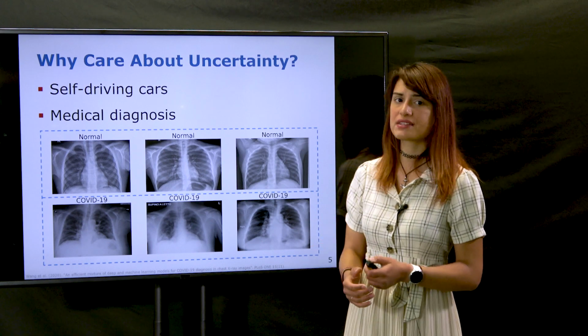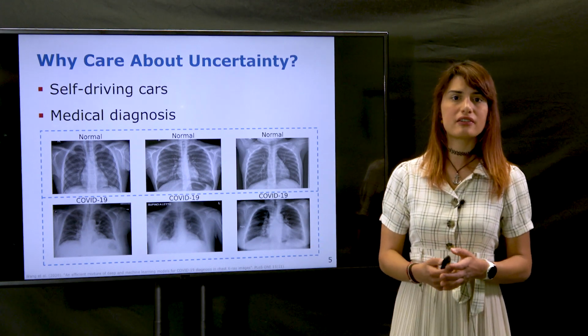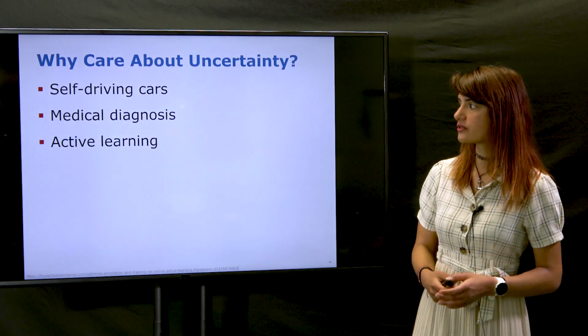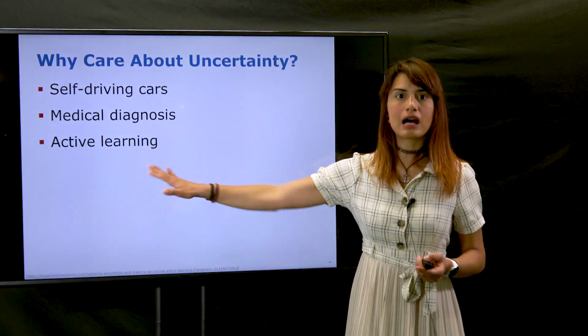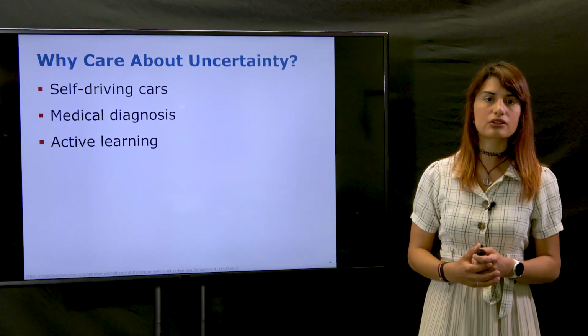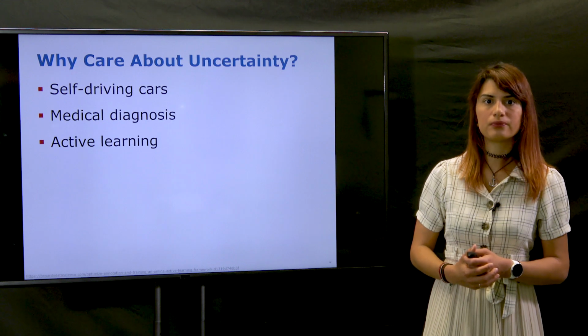However, apart from these safety critical and sensitive applications, there are also other scenarios where uncertainty could be useful. One of those is called active learning, which we just introduce briefly here and then come back to later in the lecture when we understand more.